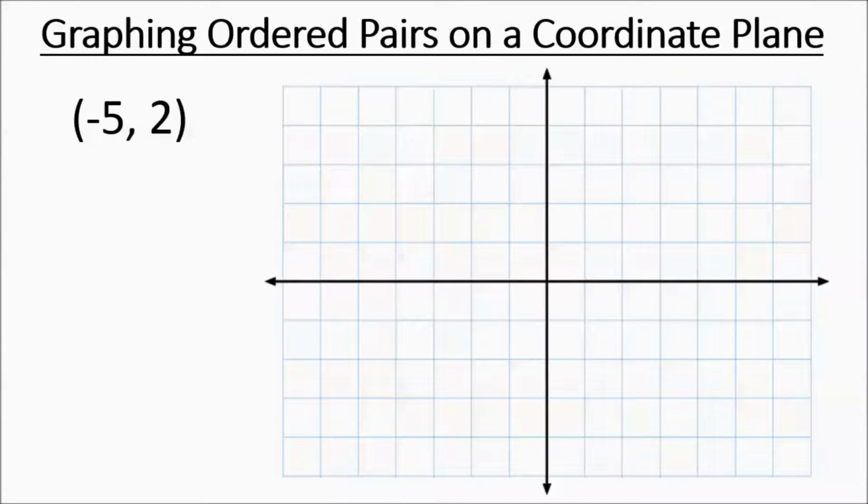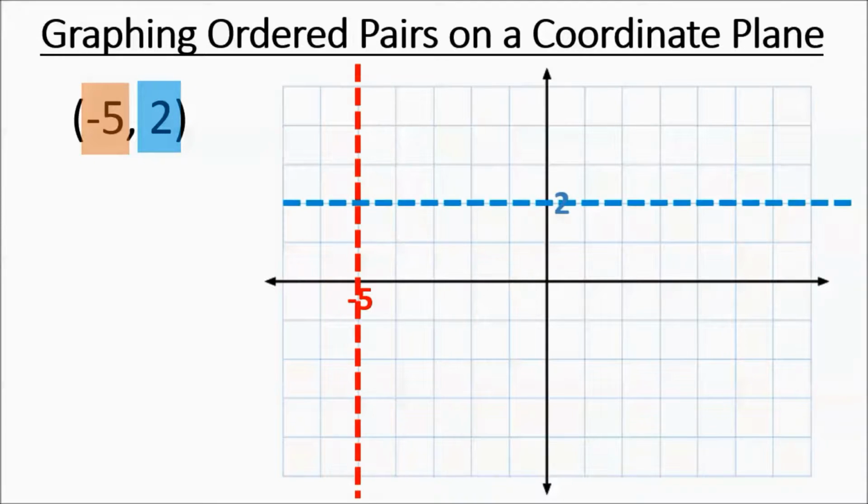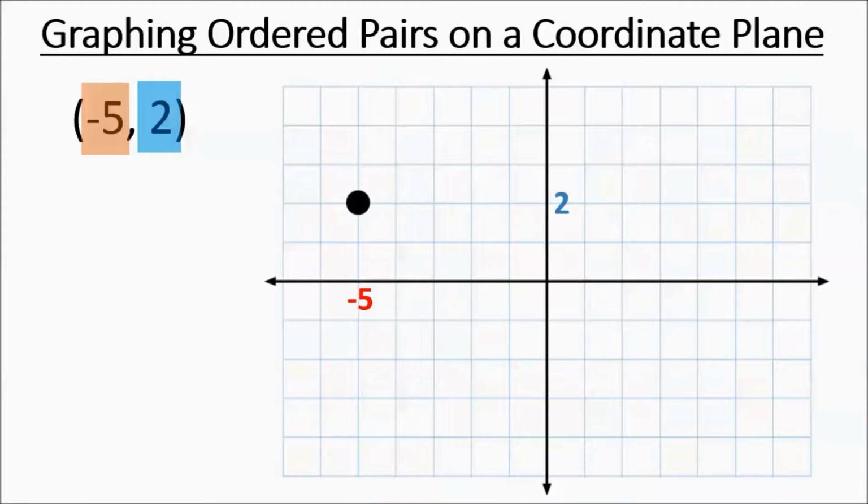-5, +2. We find our x value of -5. We found our y value of 2. We extend them out, and they meet in the second quadrant, quadrant 2.